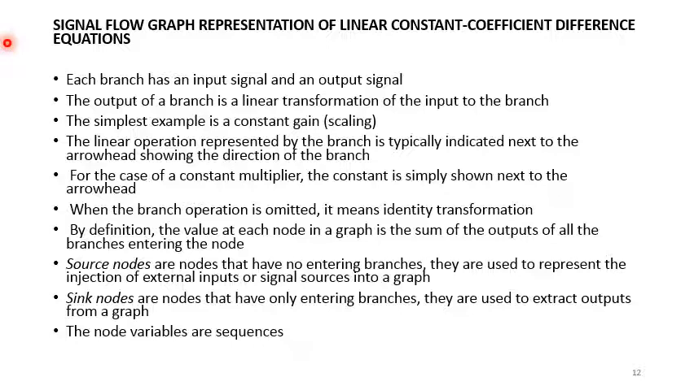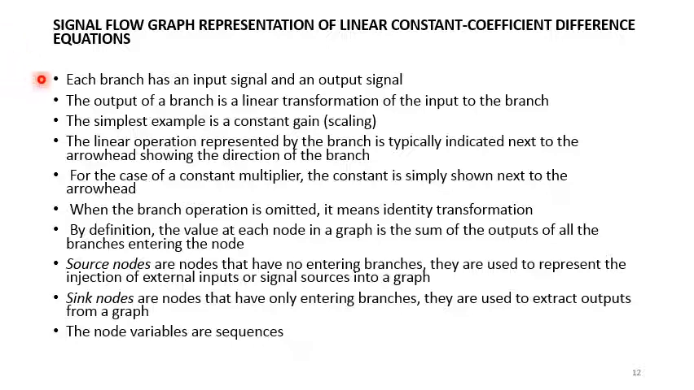So in summary, we say each branch has an input signal and an output signal. The output of a branch is a linear transformation of the input to the branch. The simplest example is a constant gain. The linear operation represented by the branch is typically indicated next to the arrowhead, showing the direction of the branch. For the case of a constant multiplier, the constant is simply shown next to the arrowhead. Similarly, when the branch operation is omitted, it means the identity transformation.